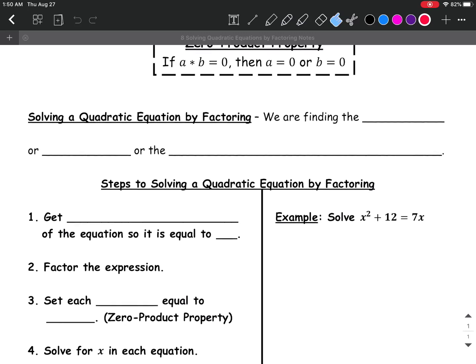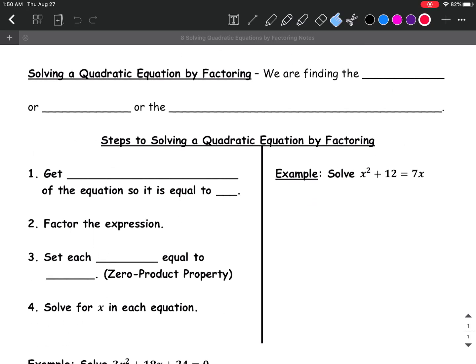So now, solving a quadratic equation by factoring. When they ask you to solve a quadratic equation, what we are actually doing is finding the roots of the equation. We're finding the zeros of the function. Or we can also say that we are finding the x-intercepts of the graph, where the graph crosses the x-axis. So all of these things mean the same thing: solve the quadratic equation, find the roots, find the zeros, find the x-intercepts of the graph. They all mean the same thing.